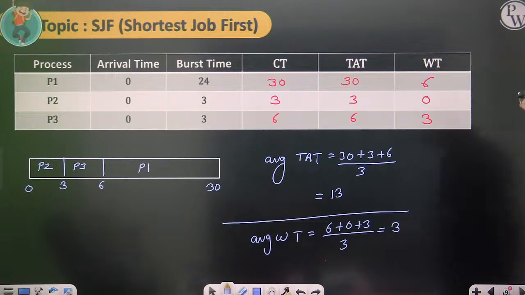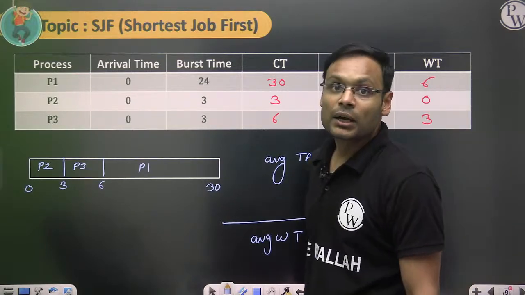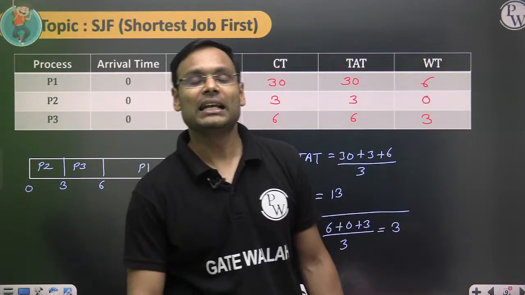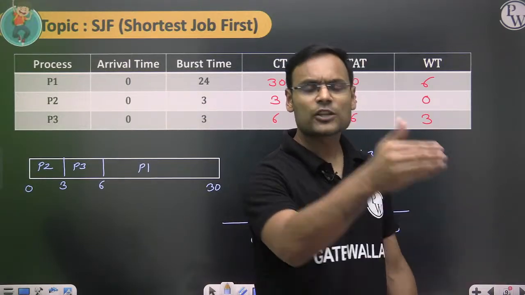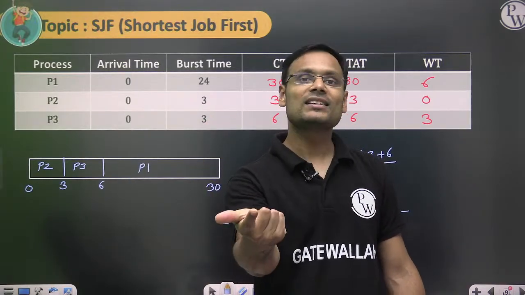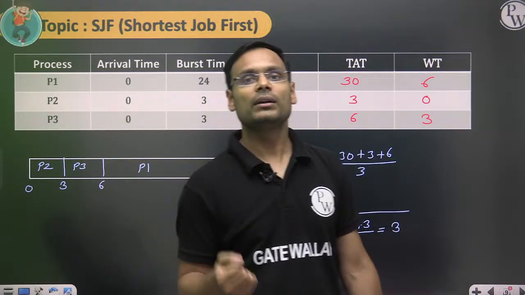So here is what SJF is doing: minimizing the average waiting time. How? Just by scheduling the small processes first, so that the next process comes quickly to the CPU and hence waiting time is reduced.